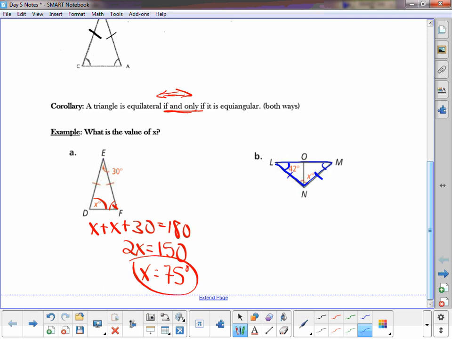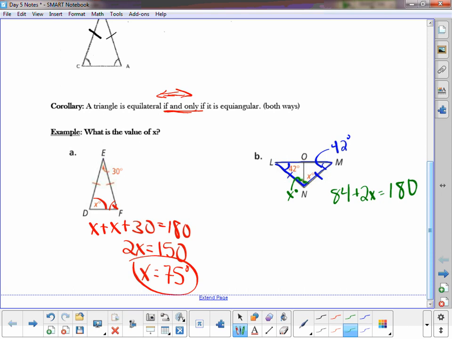So if this is 42 degrees, how much is this guy? 42 degrees. Now, they also told us that these are congruent. So if this is x, then this must also be x degrees. Alright, so again for the big blue triangle here, we've got 42 and 42, so is that 84? And then we have x and x, which equal 180.